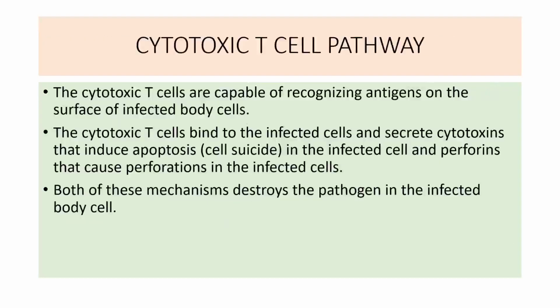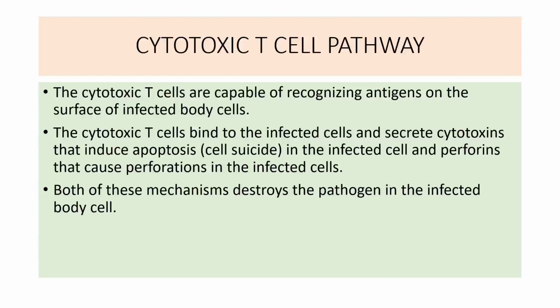T cells are also known as T helper cells, then T killer cells, then T memory cells. T helper cells are the ones responsible for producing the cytokines and ultimately motivating the B cells as well as the other components, whereas the cytotoxic T cells are also known as the killer cells.